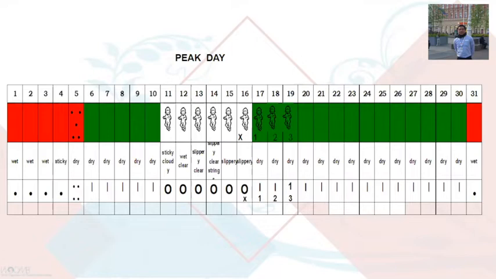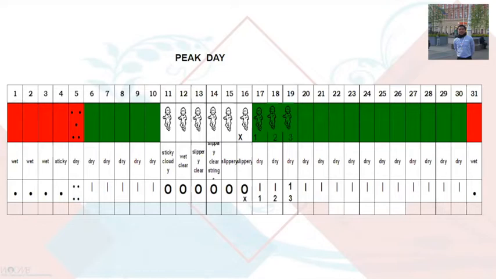The last day is marked with an X, peak day. If it is a peak day, it means there will be a luteal phase. How long is the luteal phase? 11 to 16 days. If there is a peak, it means 11 to 16 days later, menstruation will commence.